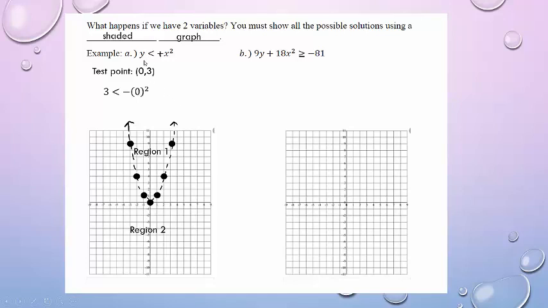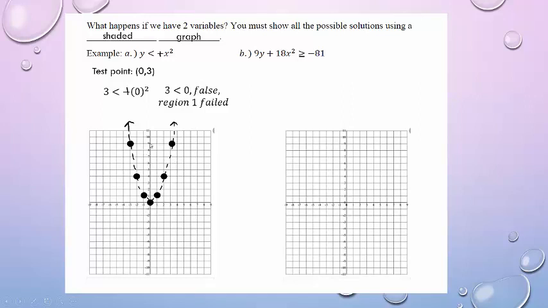So 3 goes in for y, 0 goes in for x, and again I changed the problem to say plus, not that it's going to matter, but it should be plus. And then we ask ourselves, is that true? Well, 0 squared is just 0, so I get 3 is less than 0. Clearly, that's false. So region 1 fails.